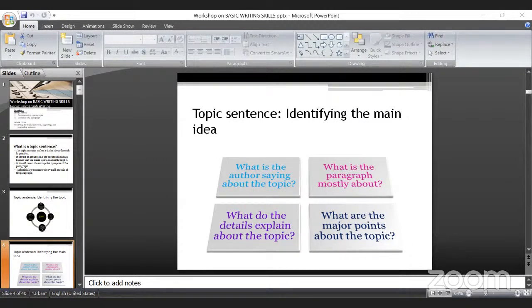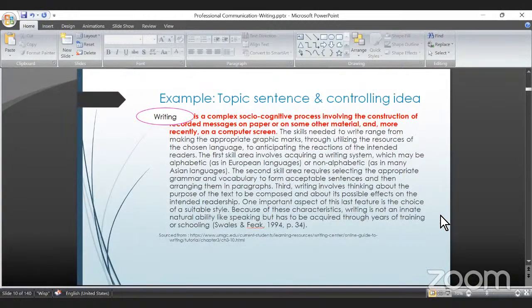Writing. How a person should write. Whatever the details are, this is about writing, right? So the topic is certainly writing. Now, what do you see in the very first sentence you have here? It is a complex socio-cognitive process involving the construction of recorded messages on paper or some other material, and more recently on a computer screen, right?